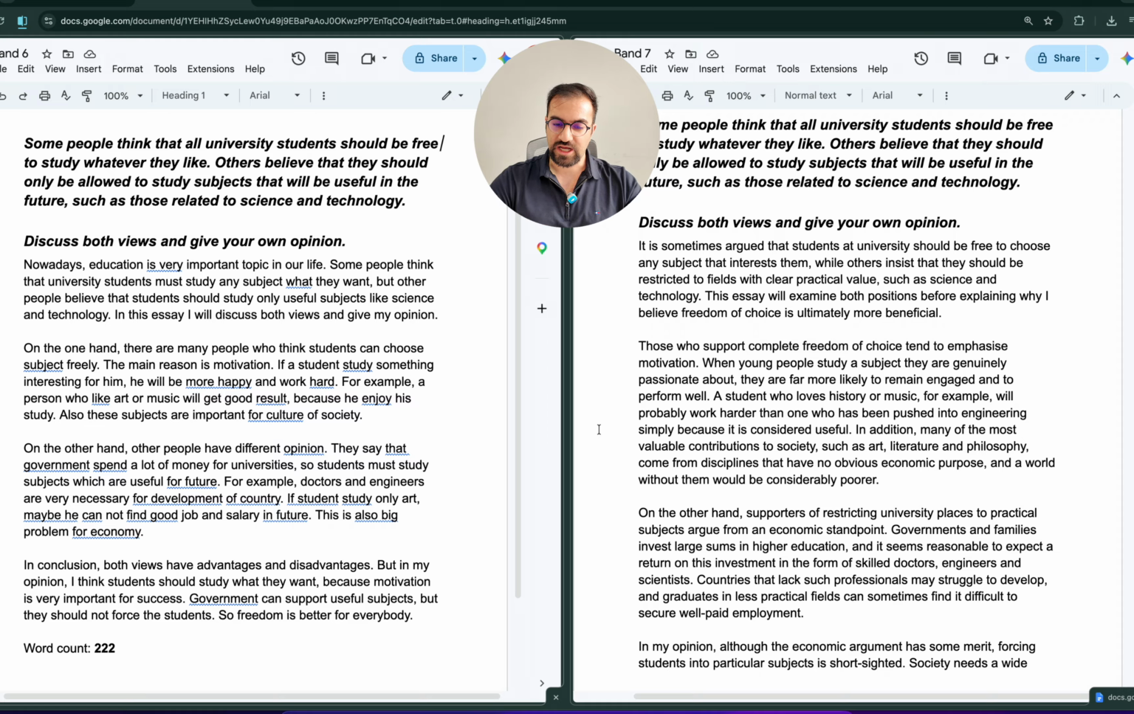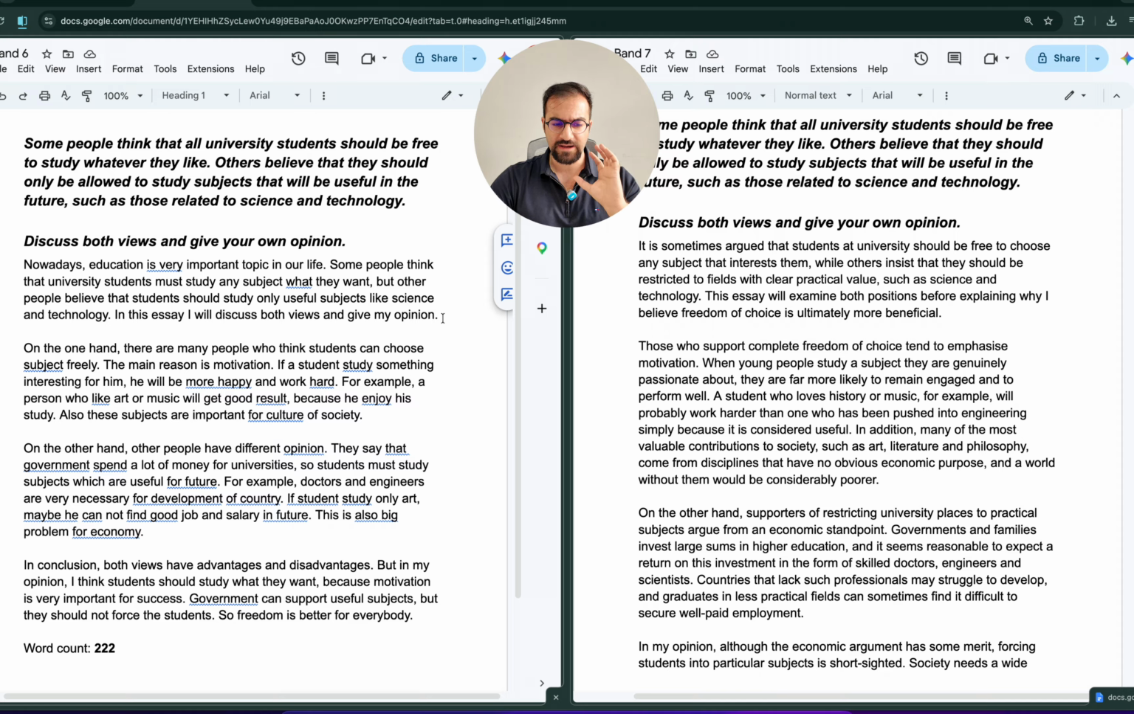Now, let's start our side-by-side comparison. We are going to start from introduction, then body 1, then body 2, then conclusion. So, Band 6: nowadays education is a very important topic in our life. Some people think that university students must study any subject what they want, but other people believe that students should study only useful subjects like science and technology. In this essay, I will discuss both views and give my opinion.